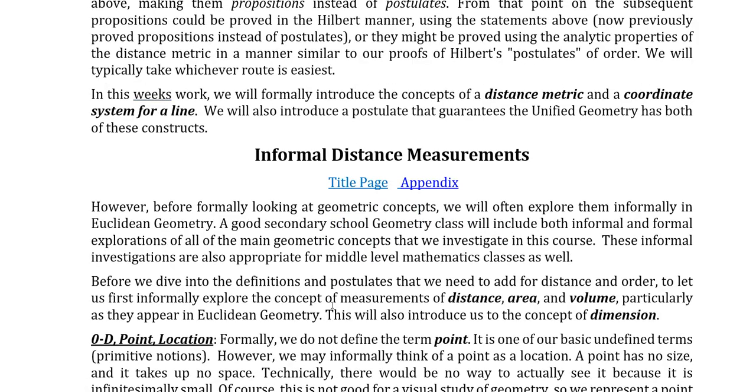So we're going to introduce a concept of a distance metric and a coordinate system for a line. And those will give us some formal concepts that we can look at and study. But before we do that, in our next video, we're going to informally talk a little bit about distance measures.